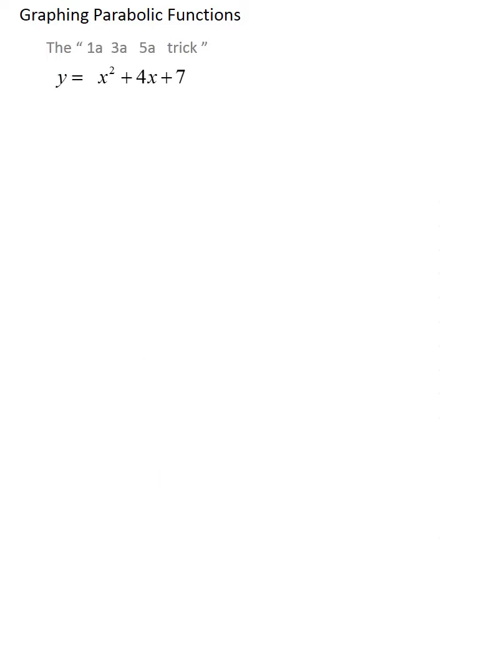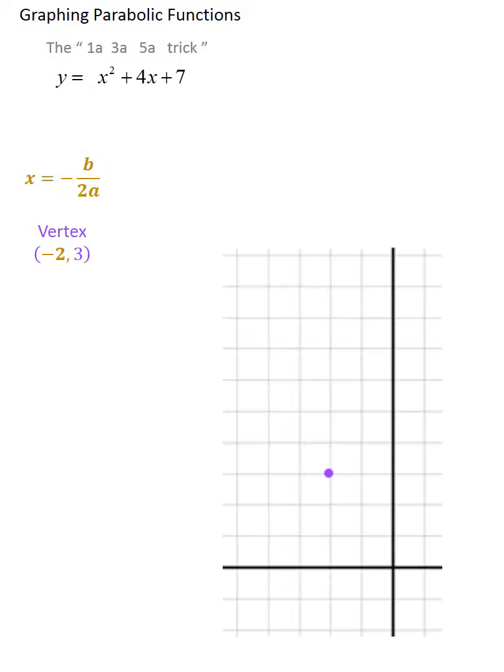Let's look one more time at the 1a, 3a, 5a trick in relation to another problem we've already seen in this video. In this problem, we found the axis of symmetry was -2. We plugged -2 into the problem and got the vertex. And now that we know the vertex is -2, 3, if we want a rough sketch of this graph, we don't necessarily need the x-intercepts or the y-intercepts. We can use the 1, 3, 5 trick. Notice in this problem a is 1.